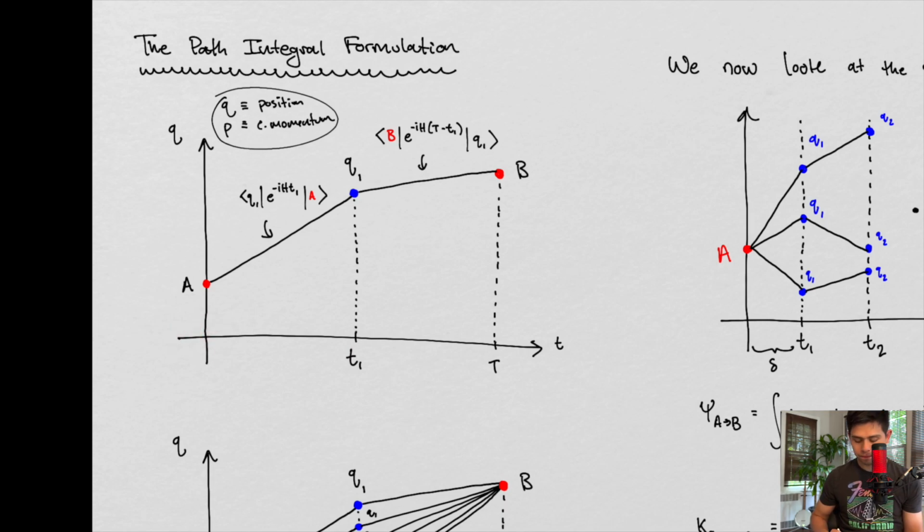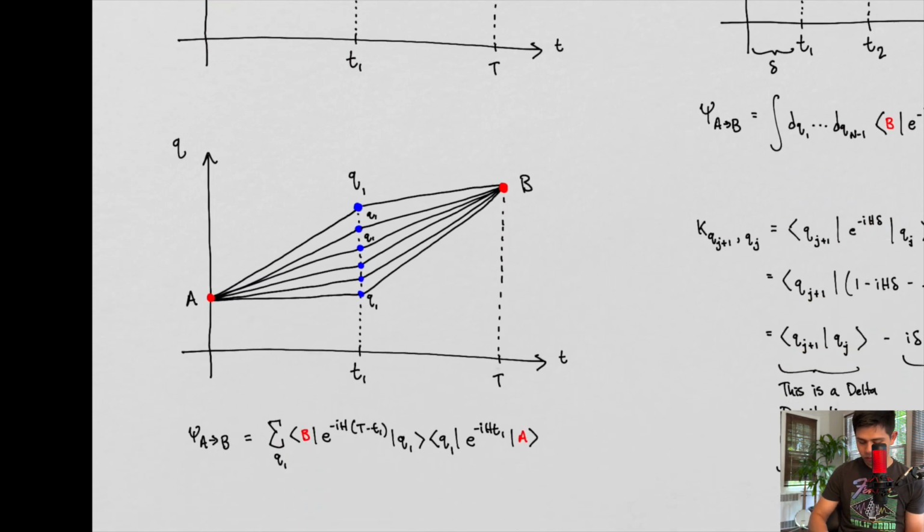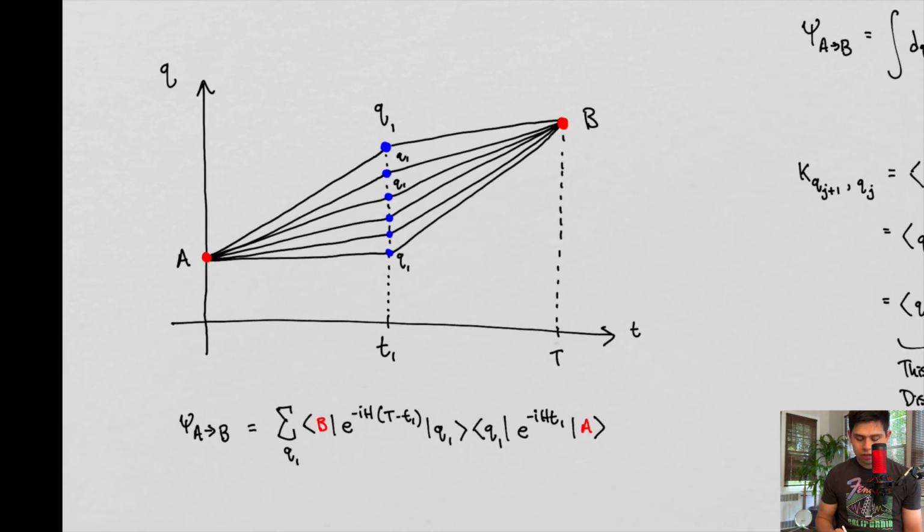Okay, so let's complicate things now. Suppose we have multiple paths. Suppose a particle can go from state A to state B in multiple different ways. So how do we represent that?